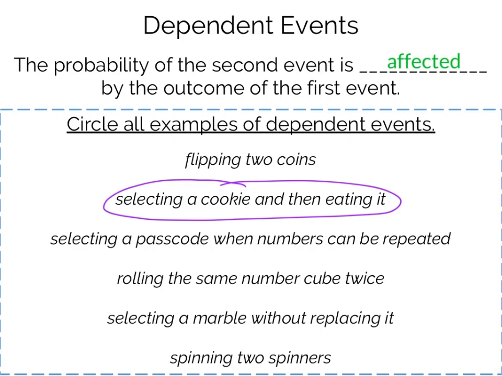Rolling the same number cube twice, again, they're not going to be affected. The first number cube, whatever you get on it, is not going to affect the next time that you roll it, so that is not dependent.